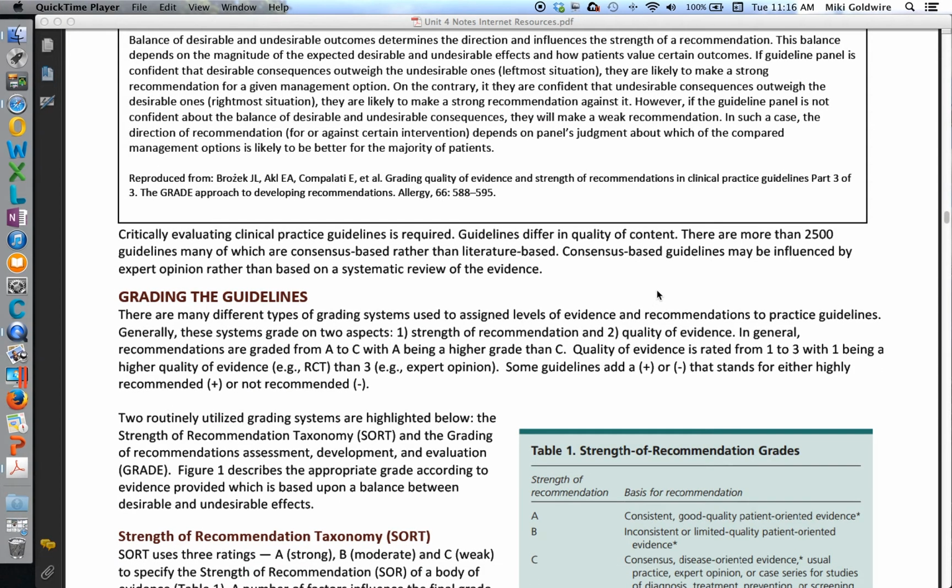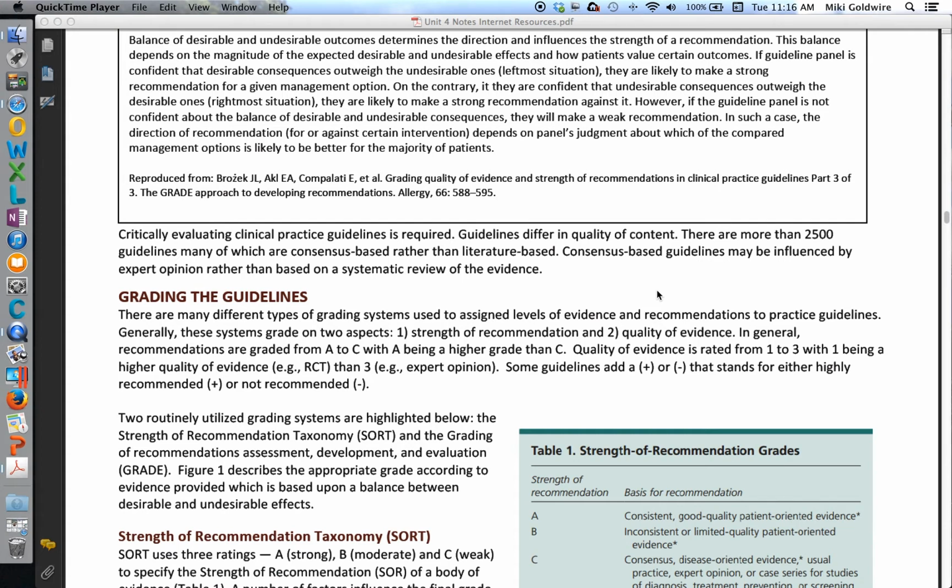Critically evaluating clinical practice guidelines is required. Guidelines differ in their quality of content. There are more than 2,500 guidelines, many of which are consensus-based rather than literature-based. Consensus-based guidelines may be influenced by expert opinion rather than based upon scientific review of the evidence.